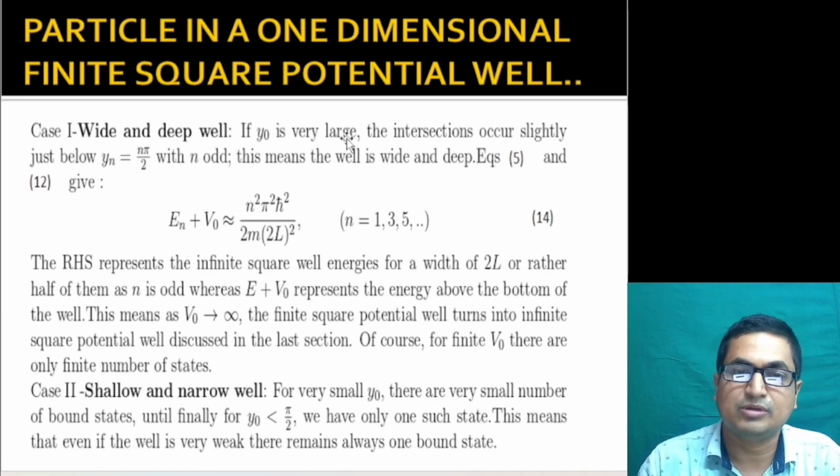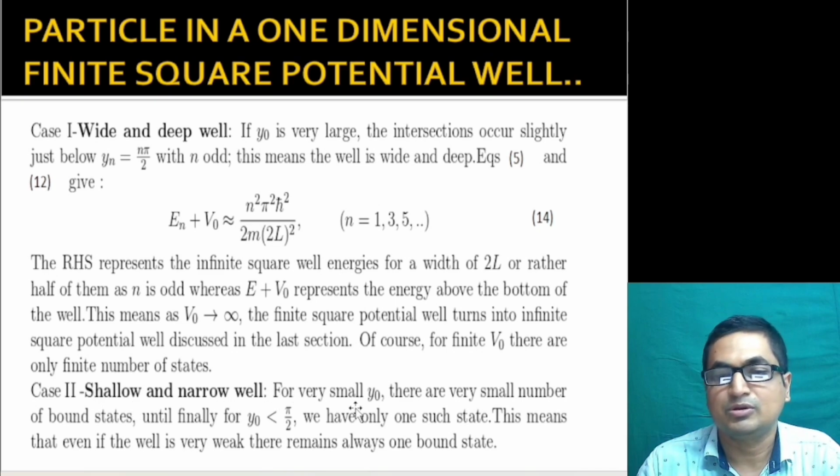So for a wide and deep potential, where Y naught is very large, we have energy expressions given by equation 14 with n equal to 1, 3, 5. And then for a shallow and narrow well, this is case number 2, where Y naught is very small. In that case, we have only a very small number of bound states. And finally, as long as this condition is satisfied, Y naught less than pi by 2, we have only one such state. So this means that if the well is very weak, there remains only one bound state. So the shallow and narrow well will have only one bound state under these conditions, Y naught less than pi by 2.